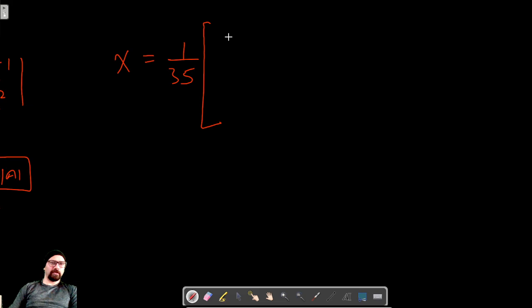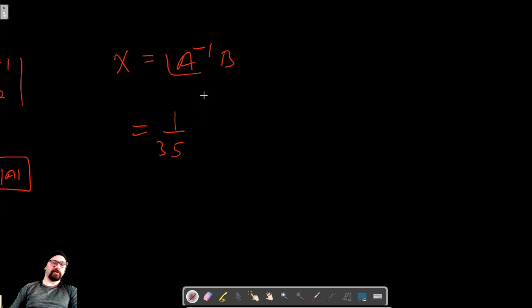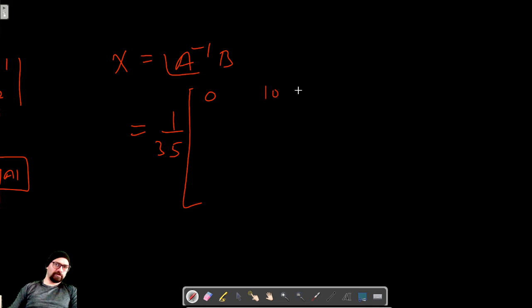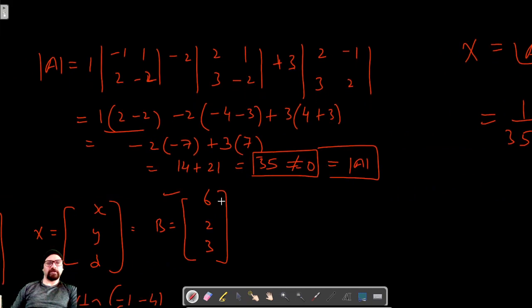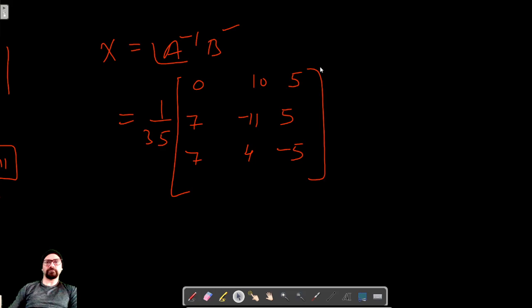So x is equal to A inverse into b. So x is equal to A inverse, which is 1 by 35 into 0, 10, 5, 7, minus 11, 5, and 7, 4, and negative 5. And it has to be multiplied by b. The value of b is not x, y, and z, it's 6, 2, and 3. So this has to be multiplied with 6, 2, and 3.